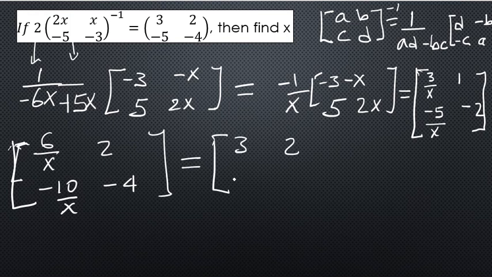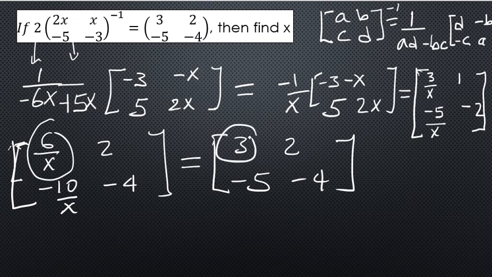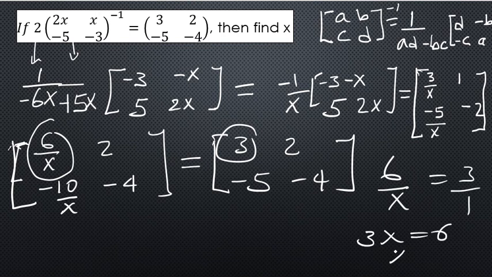3, 2, and negative 5, and negative 4. What we need is just x. So we can equalize the first entry here with the first entry here. When you do that, 6 over x is equal to 3. Then by crisscross, 3x is equal to 6, so the x value will be 2.